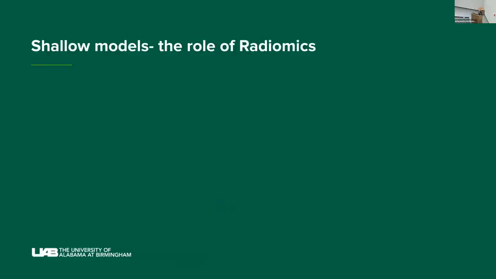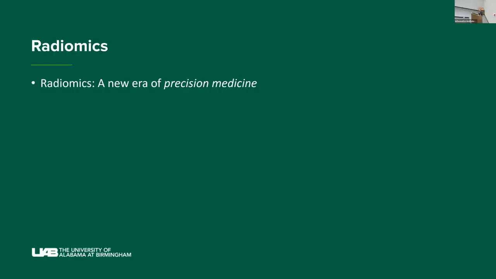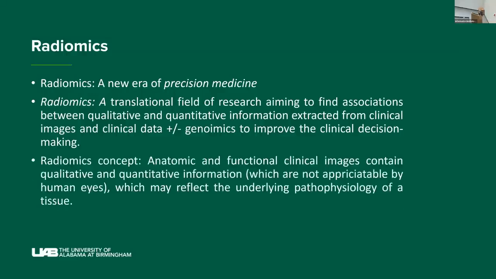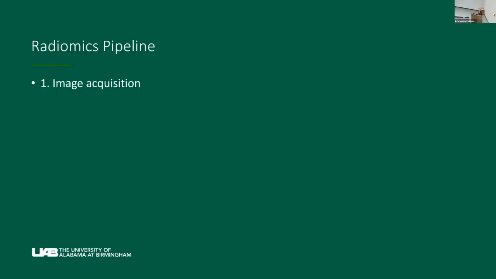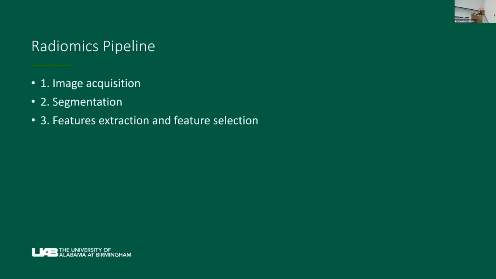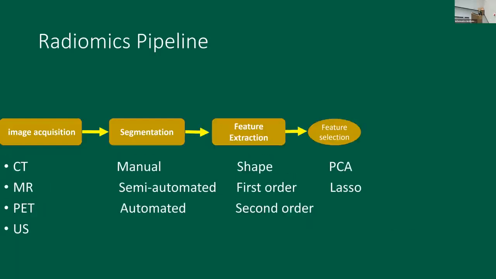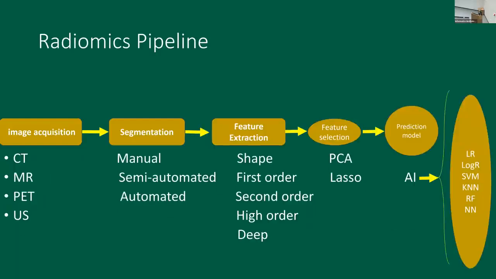And here is the role of shallow learner models, and we call it radiomics. These older models these days are able to do the texture analysis. They are a new era of precision medicine. And the concept behind radiomics is that these medical images contain much more information which is hidden to the human radiologist. By analyzing these features, we can provide more information regarding the clinical data. Radiomics has four steps: image acquisition, segmentation, feature extraction, feature selection, and then shallow learning, machine learning.